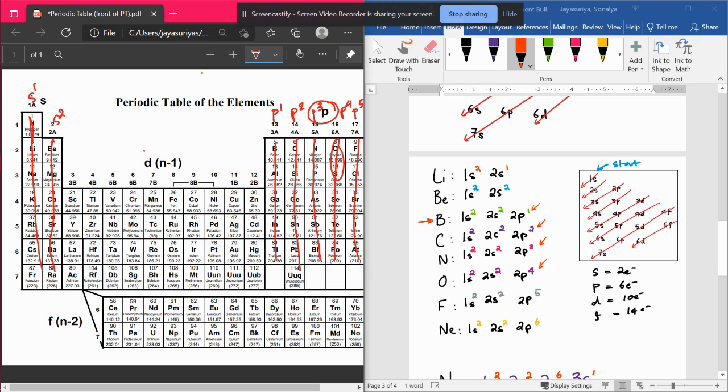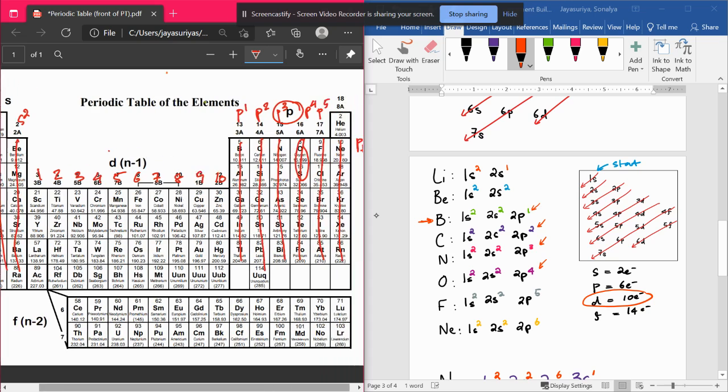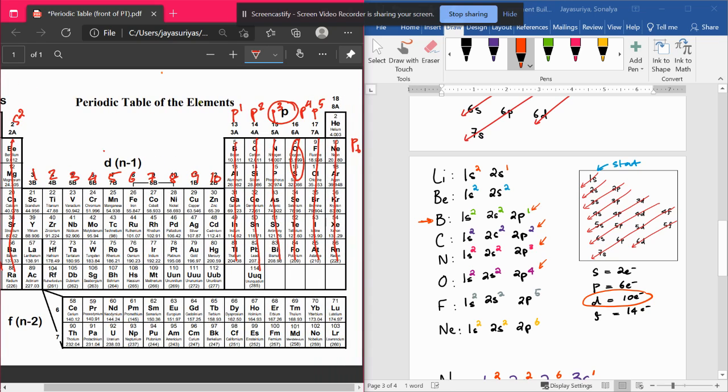So that makes sense. If d can hold 10 electrons, there should be 10 columns in the D block. 1, 2, 3, 4, 5, 6, 7, 8, 9, 10. So zinc should end in something d10. Copper should end in d9. Nickel should end in d8, etc. And what about the F block? The F block should have 14 columns. 1, 2, 3, 4, 5, 6, 7, 8, 9, 10, 11, 12, 13, 14.